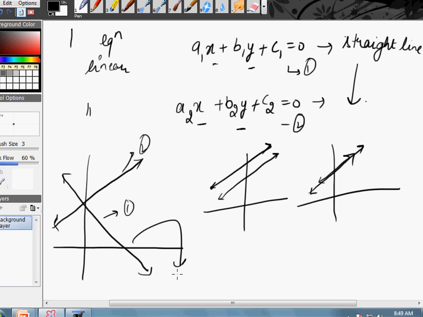Thus, there are three different types or cases of a pair of linear equations. First represents intersecting lines, the second represents parallel lines, and the third coincident lines.